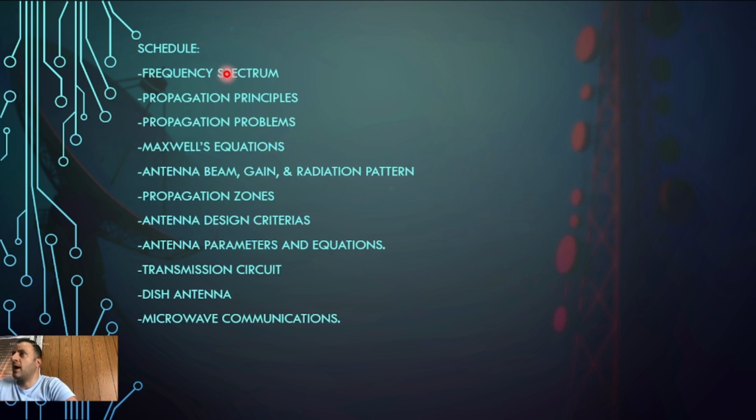So at first, we have frequency spectrum used for telecommunications, propagation principles, propagation problems such as fading, attenuation, and absorption, Maxwell's equations, a little bit overview on that, antenna beam, gain, and radiation pattern, which are critical parameters for the antennas, propagation zones, including Fresnel, Fraunhofer, and Rayleigh, antenna design criteria, antenna parameters and equations, transmission circuit, or a block schema, if you will, dish antenna, and finally microwave communications. So let's get started.